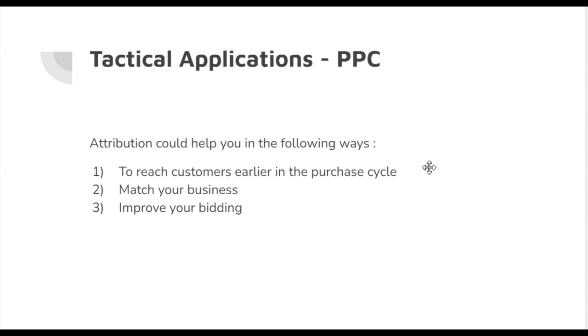Firstly, it could help you to reach customers earlier in the purchase cycle. You could find opportunities to influence customers earlier on their path to conversion. Secondly, it could help to match your business. If you use a model that works best for how people search for what you offer, that would be very helpful. You could also improve your bidding, which means you could optimize your bids based on a better understanding of how your ads are performing. This is possible using the value you get from attribution.